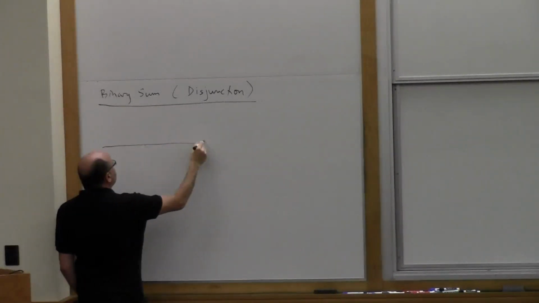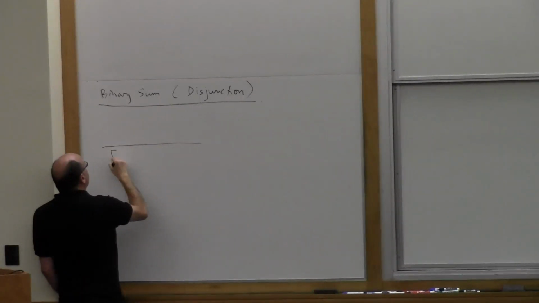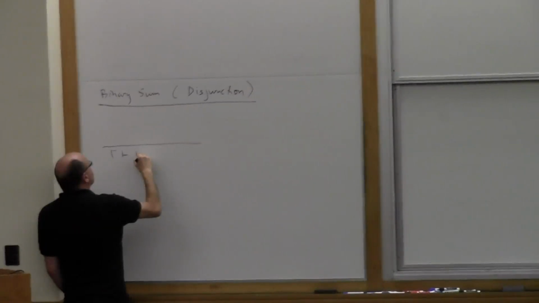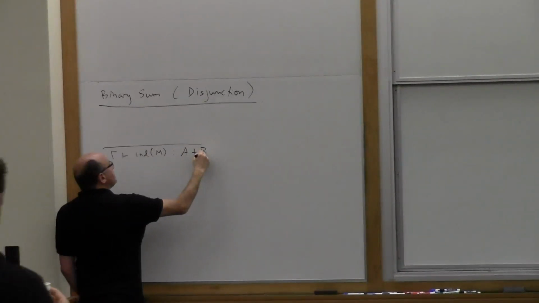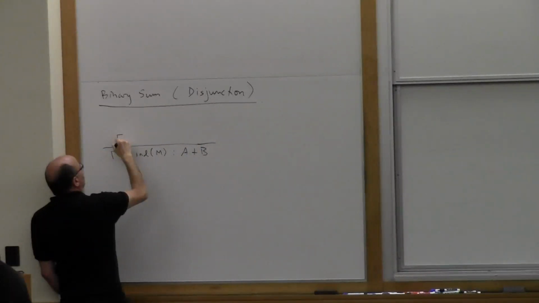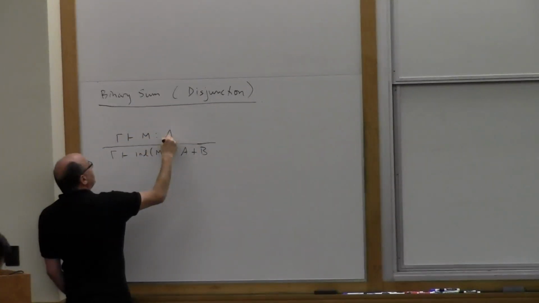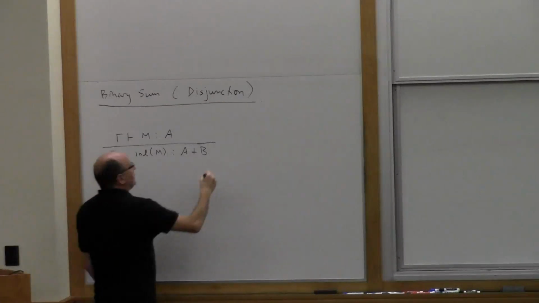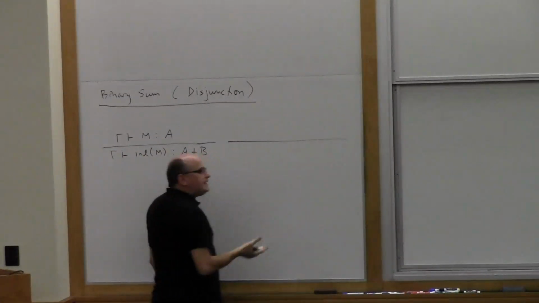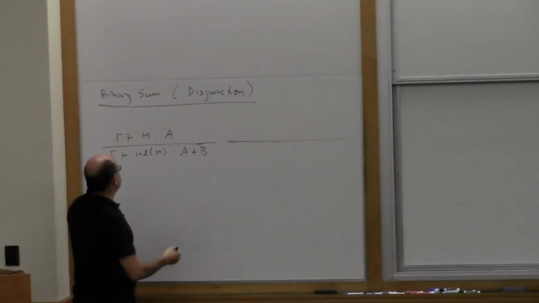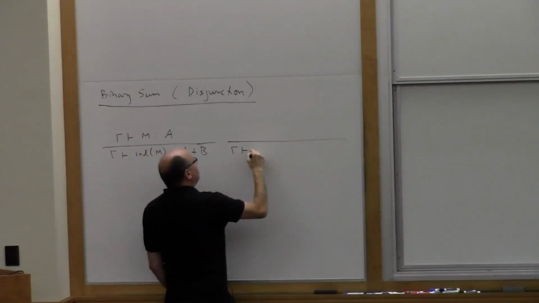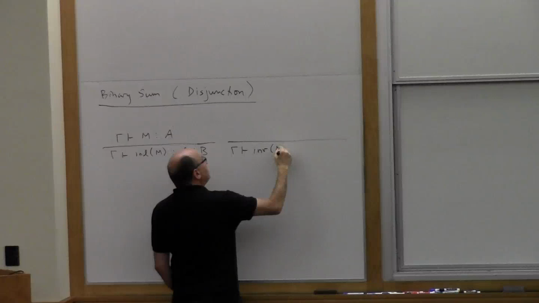So let's look at the introduction rule. The introduction rule for the binary sum would be, let's say, A plus B. This is really a warm-up exercise, what I'm doing here. It's all an instance of an inductive type, but I'm going to do it incrementally. Okay, so here's the idea.